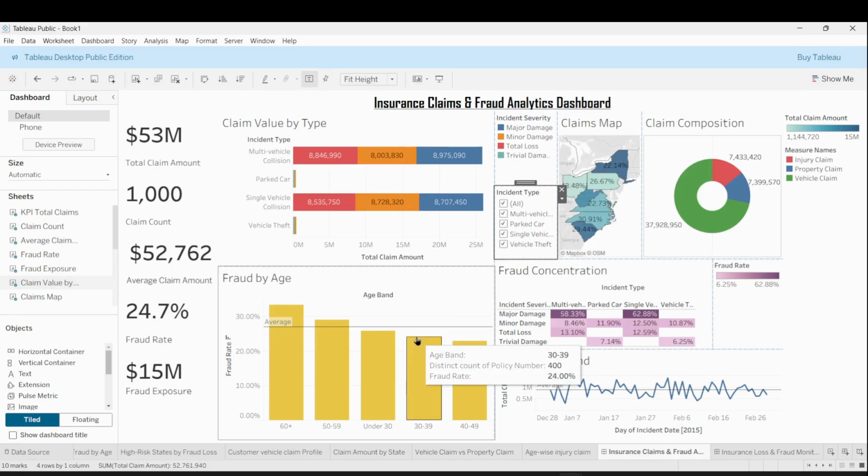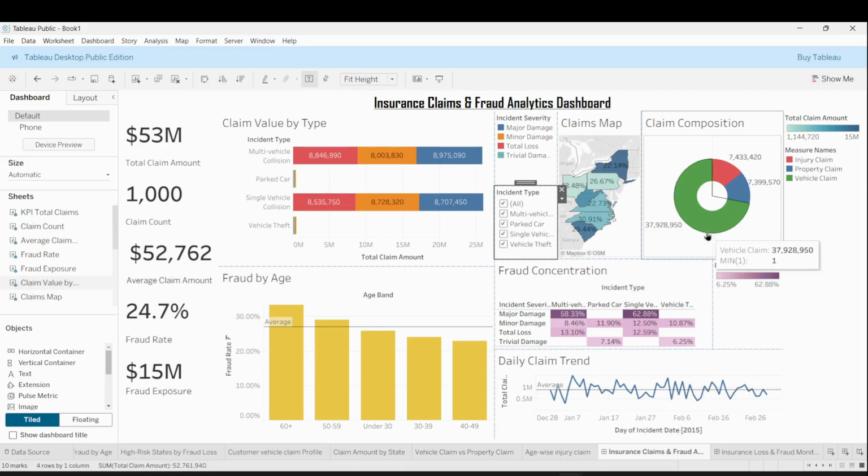Then I have also added these two charts. The first one is fraud by age, which is a bar chart that shows the fraud rate by age, where the 60 plus group is the highest, though it's a small group. And this trend chart shows the total claims on a daily basis. So it's a line chart.